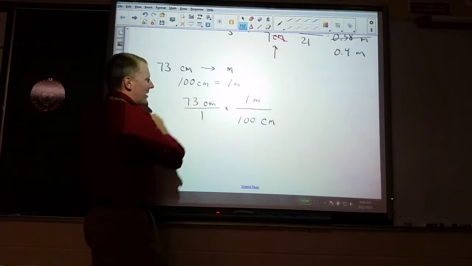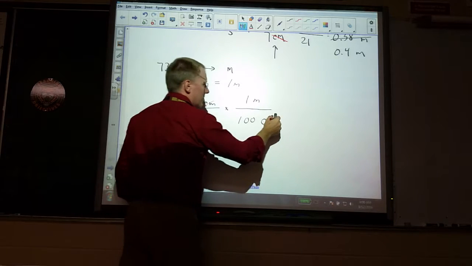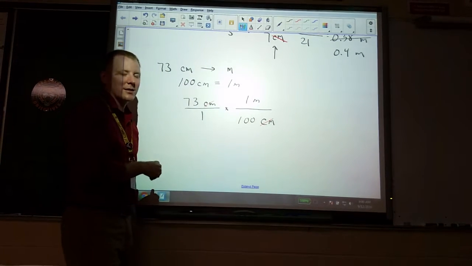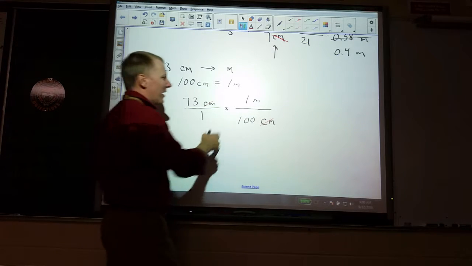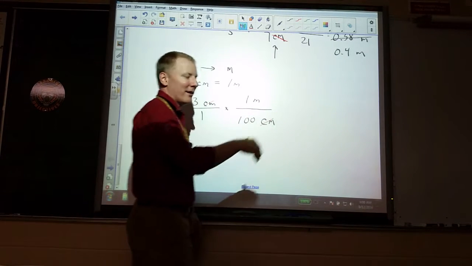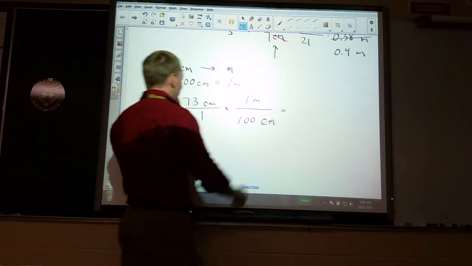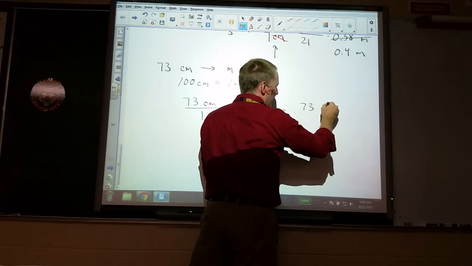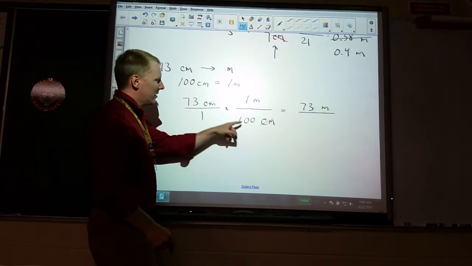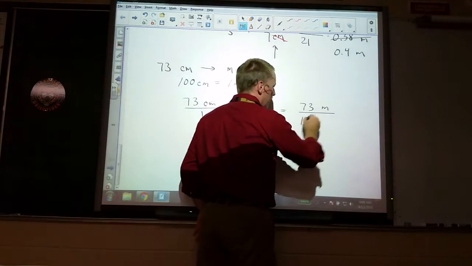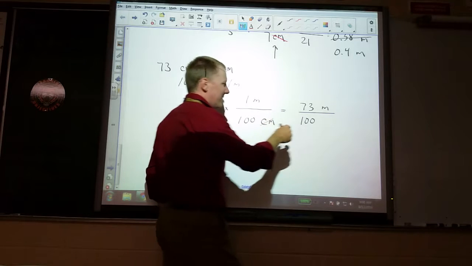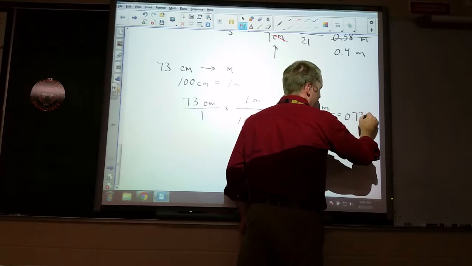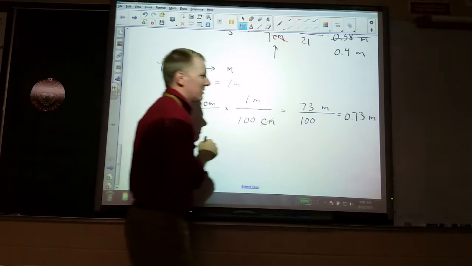So I'm not changing my value, I'm changing my units. I can cross out those units, and once I get to the eventual units that I want, I stop. If I had to keep going, which we'll see, I'll just keep adding fractions. I multiply those out. So 73 times 1 meter is 73 meters. On the bottom is 1 times 100, it's 100. So I have to divide this. There are no units left on the bottom. I get 0.73 meters.